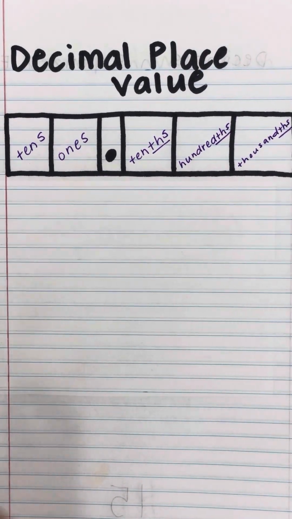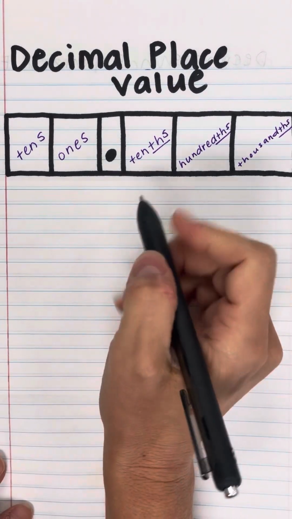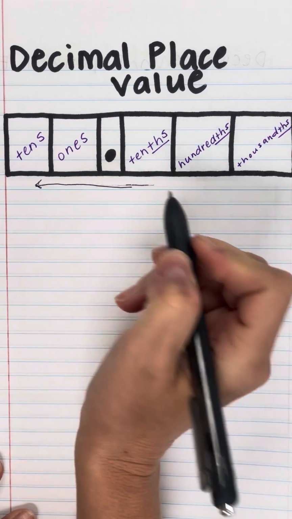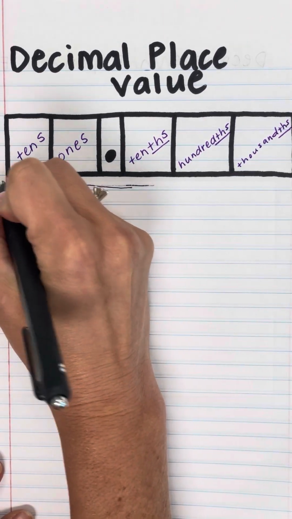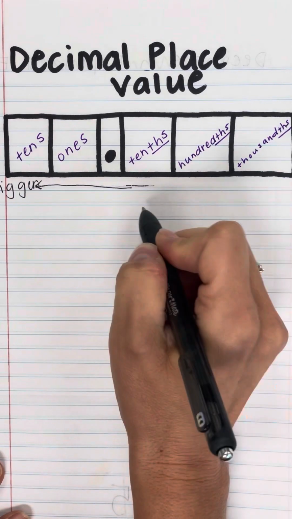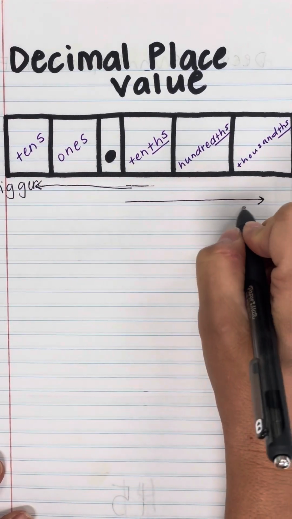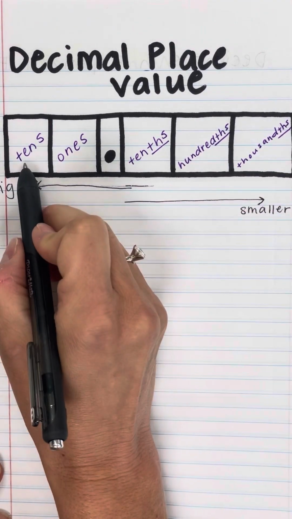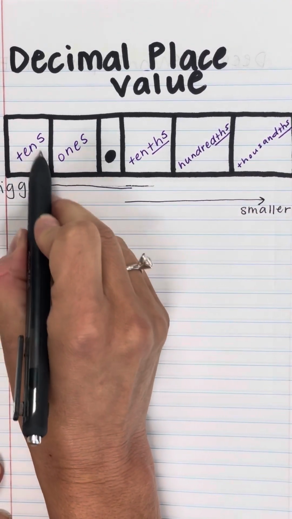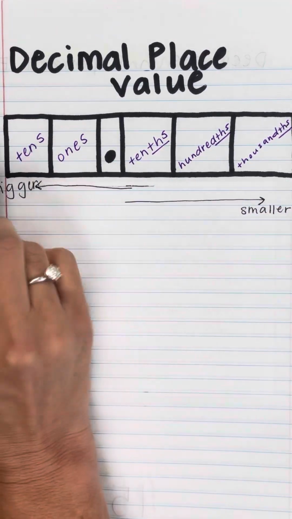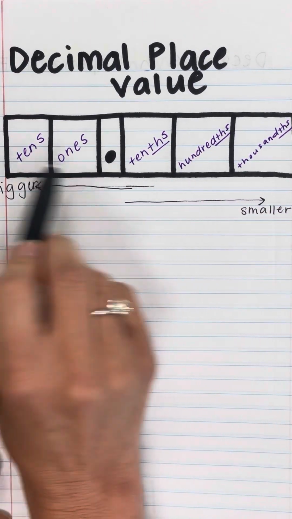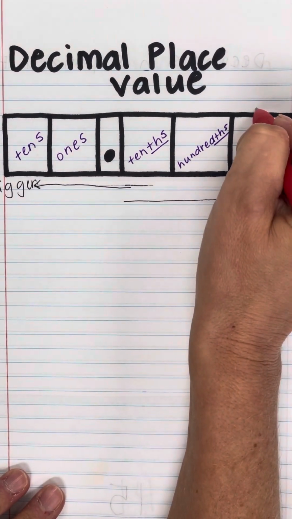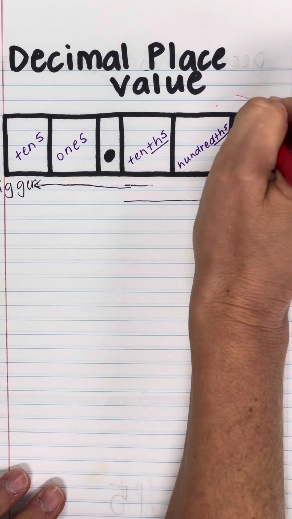So something to keep in mind with our decimals is, as we go to the left, and this is the same thing with our whole numbers too, the numbers get bigger. As we go to the right, our numbers get smaller. And we know that with our regular numbers, if we have 40 with our 4 here in the 10 spot, that's going to be bigger than if our 4 was over here. That's smaller.